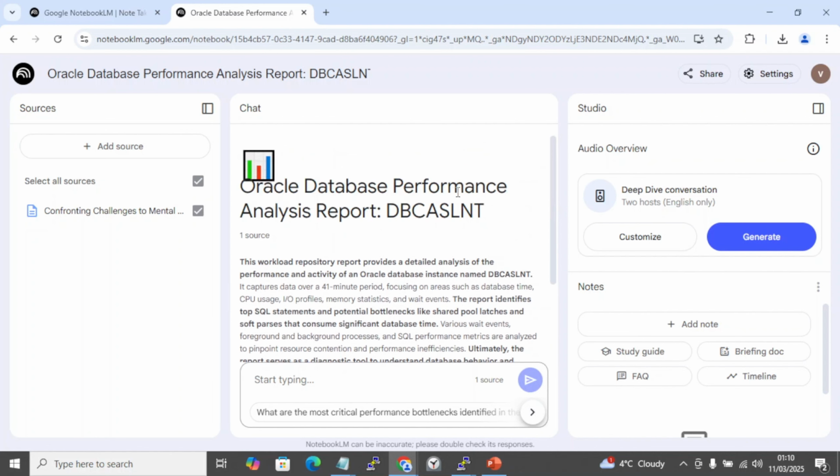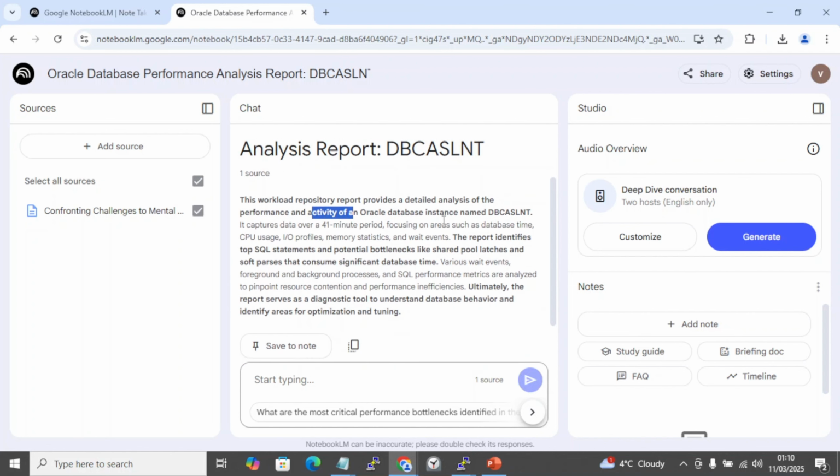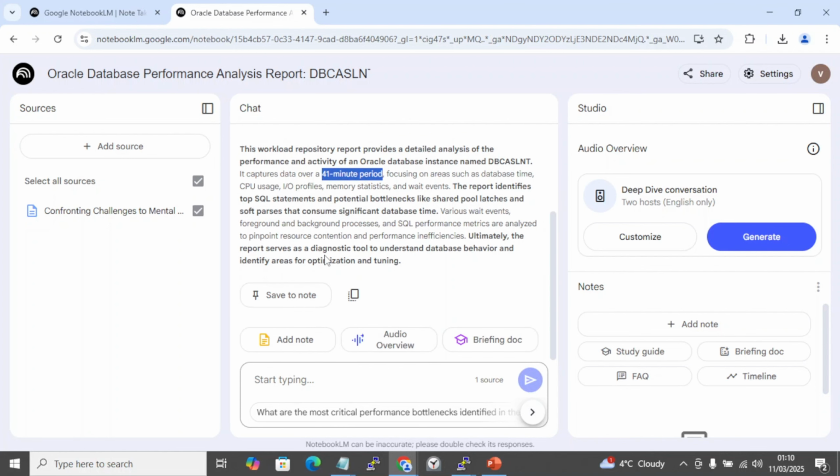So it says Oracle Database Performance Analysis Report, DBCS Island. This is the database name, and you can see the workload repository provides a detailed analysis of the performance and activity of an Oracle database instance named DBCS Island. It captured data over a 41 minutes interval. Yes, accurate. This is a 41 minutes period, focusing on areas such as database time, CPU usage, IO profile, memory status, and wait, and so on. So this is a summary.